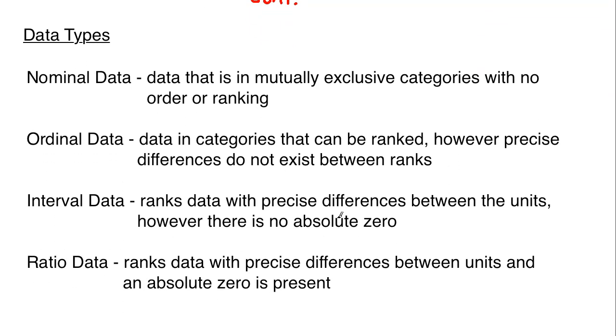There are 4 major data types that we can come across in statistics, and I have them ranked here, and you can see each of them. So the first is nominal data, and this is going to be data that we find in a mutually exclusive category. What that means is that it's not going to have any sort of order or ranking to it.